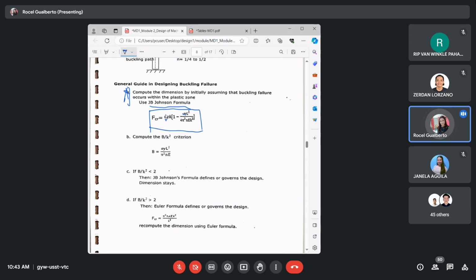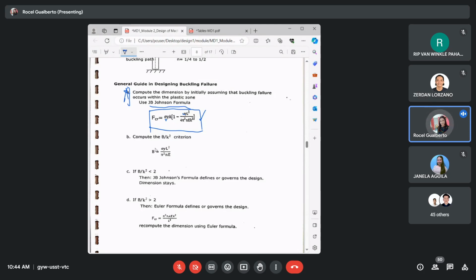Baka po tayo masyadong nalito. Kapag po brittle, hindi po yung pinapalitan ng sigma u. Ang iba po kasi masyadong nasa ulo yung ductile yield, brittle ultimate. Pero hindi po. Ito po ay nag-iisa pong equation. So whether it's a ductile or a brittle material, you will be using this equation. Again, sigma y times A, quantity 1 minus sigma y L squared over 4 pi squared N E K squared. So, yun po ang malinaw sa atin.